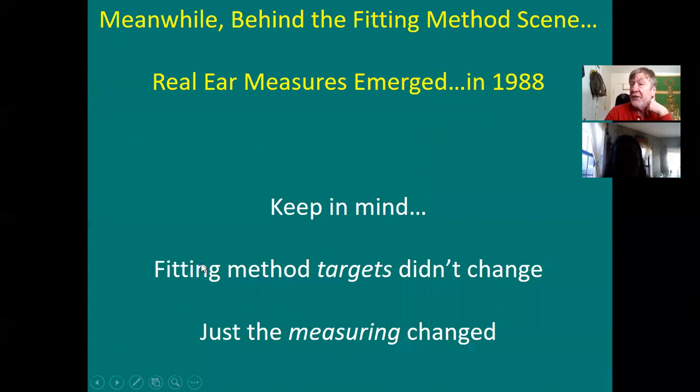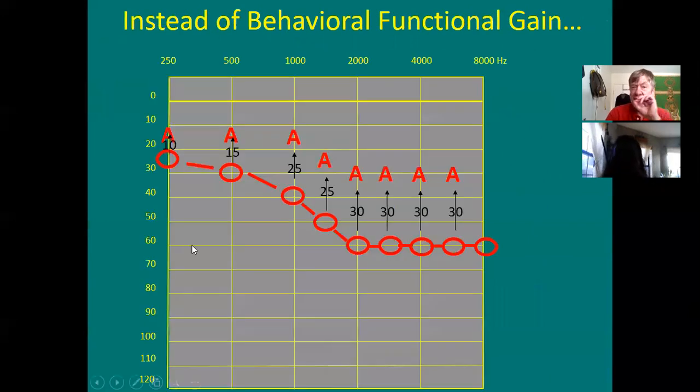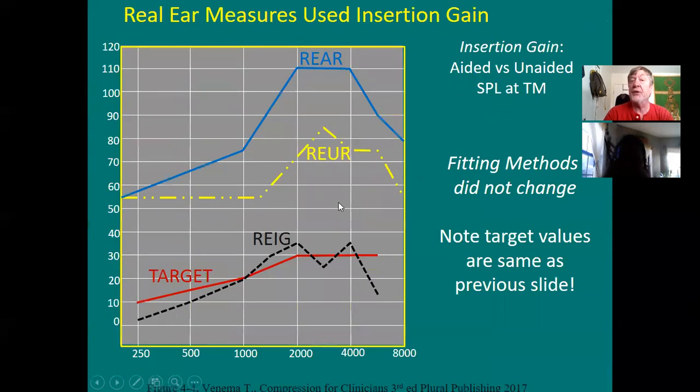Keep in mind, the fitting methods didn't change, the targets didn't change, just the measuring changed. Instead of using functional gain, now they used real ear insertion gain. That's the difference. They slid a tube in your ear canal. We'll be covering this in real ear in the oncoming weeks.